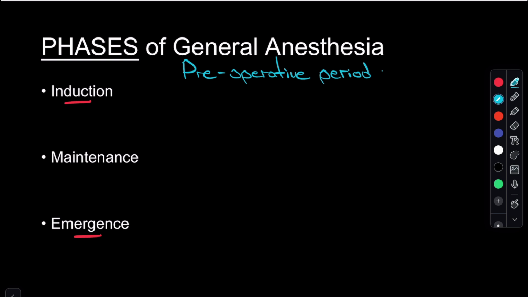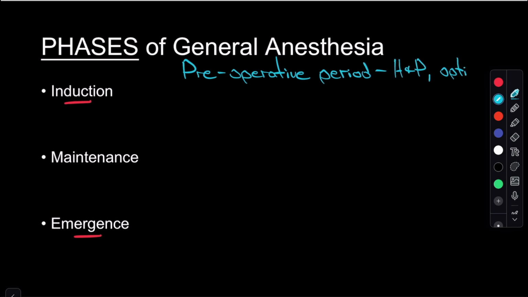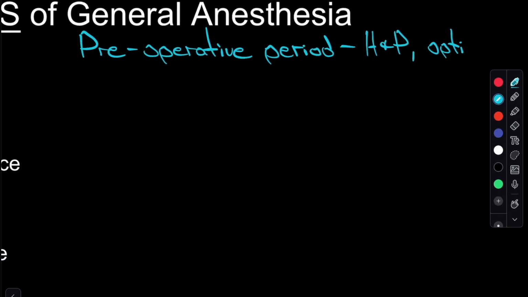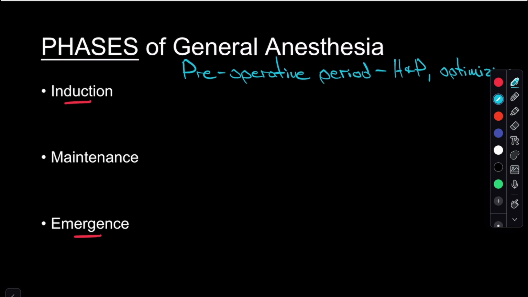But during the preoperative period, a few tasks that would occur during this time would be taking a history and physical, optimizing the patient for their surgery, or determining if they were optimized in a way that they could complete their surgery. Obtaining IV access, and then providing any anxiolytic agents that would be needed.